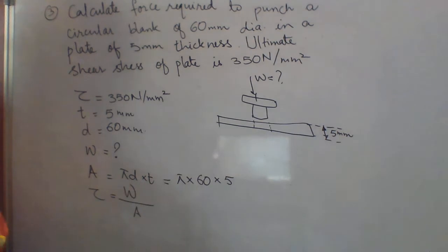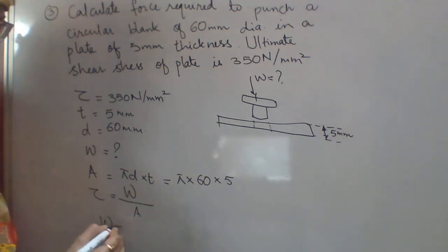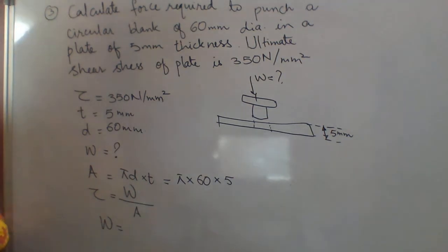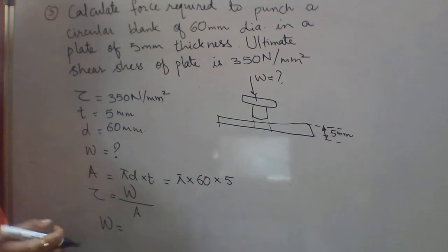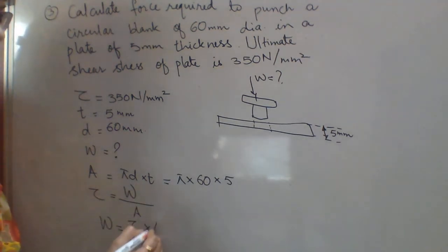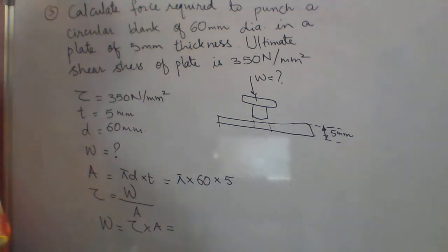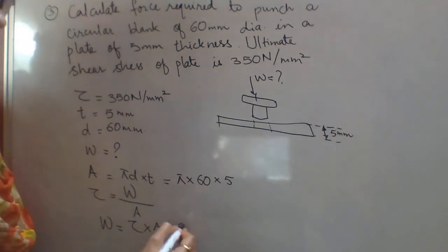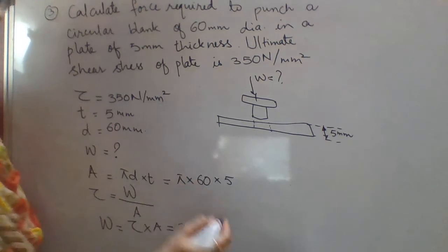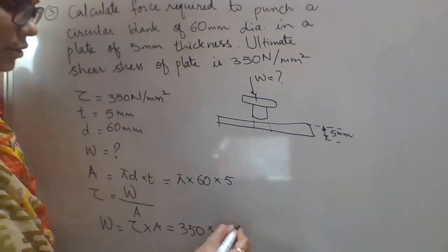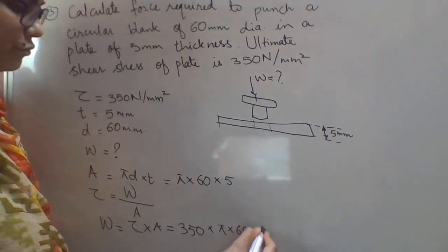What do we do? We'll take the unknown on one side, so we'll change the side of the rest. So W will be on one side. Now when A changes its side, it will become tau into area. Now the tau is 350 megapascal, and the area is pi into 60 into 5.